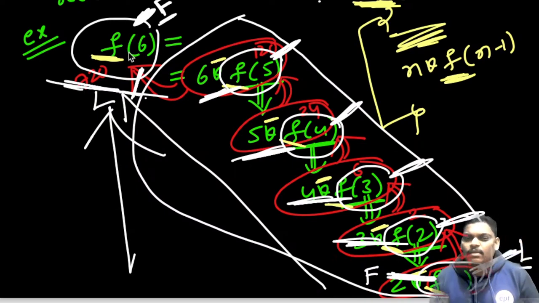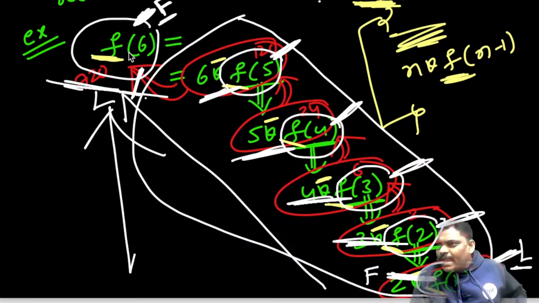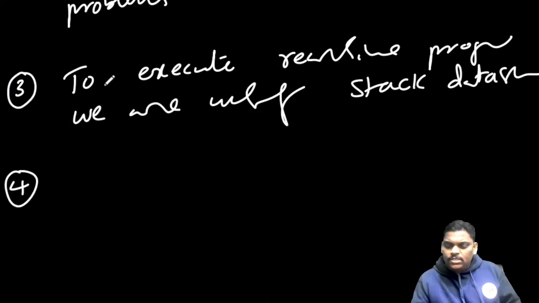That is the meaning of stack. What is the meaning of stack? Stack means last in, first out, or first in, last out. The person who called first is F6, the person who called last is F1, but the person who completed first is F1, who completed next is F2, and who completed last is F6. That is the reason it became a stack. To execute a recursive program, we are using the stack data structure.